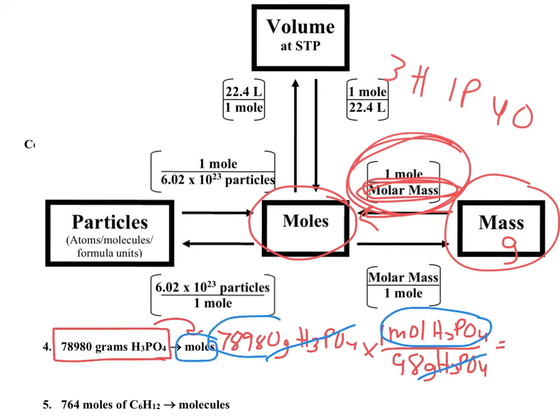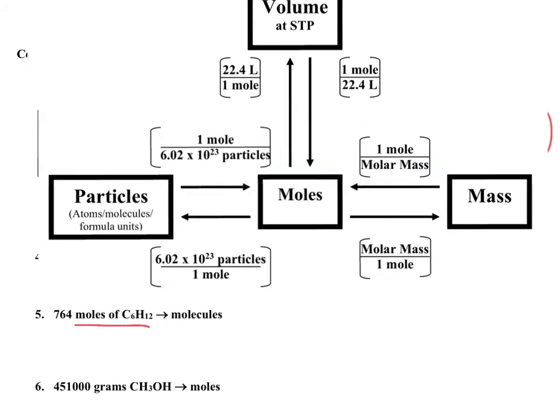Remember, I'm going to multiply the first number times the top, divided by the bottom. So when I do 78,980 times 1 divided by 98, I end up getting about 805.9 moles of H3PO4. So we successfully converted. Nice work. Looking at number 5, it looks like we're starting with 764 moles of C6H12.